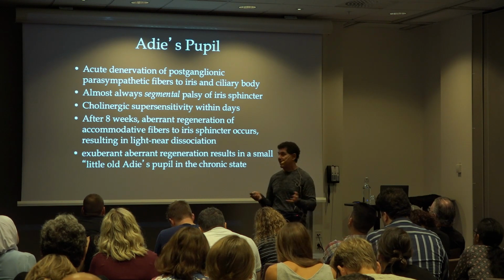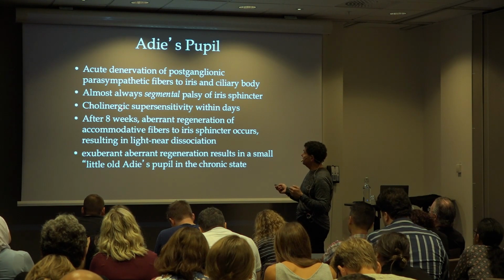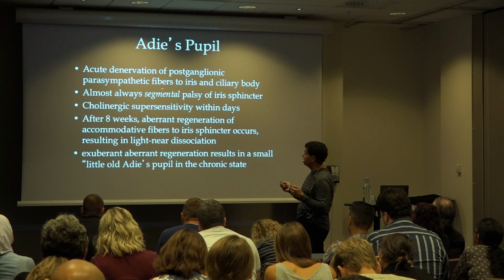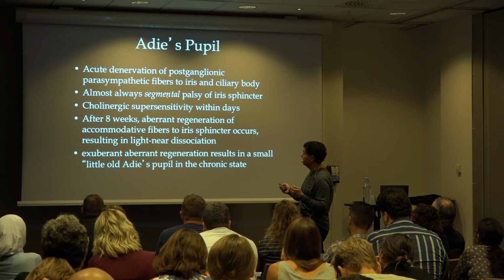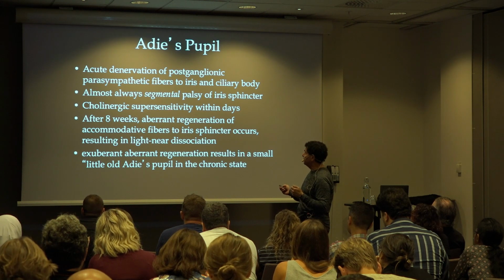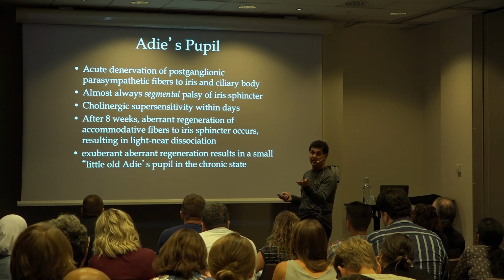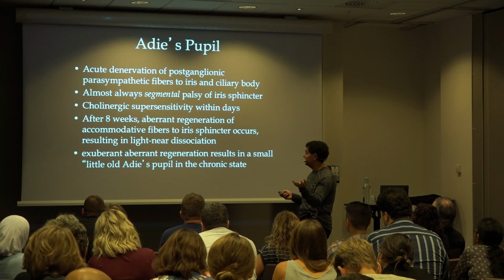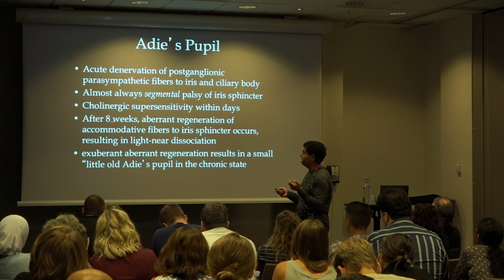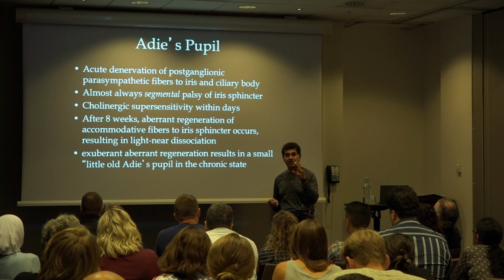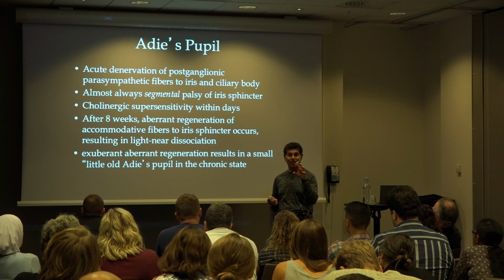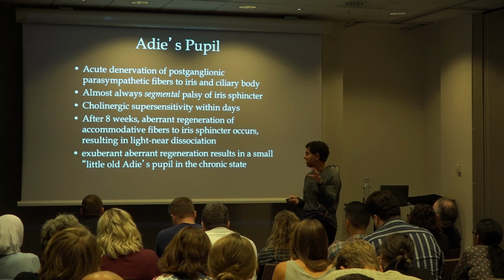Adie's pupil is common and it's benign. It's an acute denervation of the post-ganglionic parasympathetic fibers. It's almost always segmental. There's cholinergic supersensitivity within days, just like on the sympathetic side. It only takes a couple days. And after about 8 weeks, there's regrowth of accommodative fibers into the sphincter to give the light-near dissociation. We talked about that yesterday.